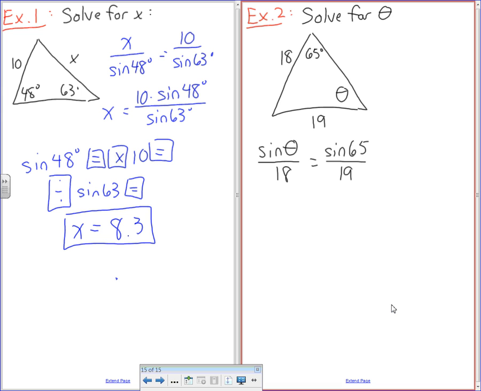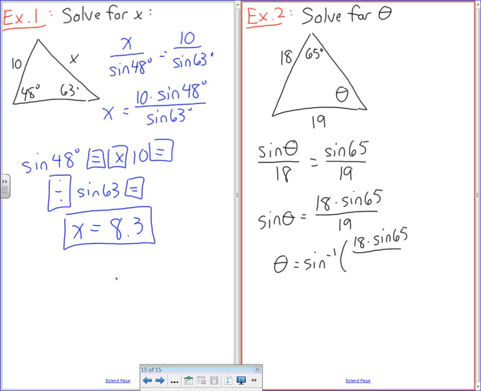All right, Natalie, how do you solve for theta, please? First step is what? Just want theta by itself. So you'll have theta equals 18 sine 65 divided by 19. Again, you want to get theta by itself, so you probably wrote this, which is okay. And then I wrote that after. Can I show you? And that's what you probably want to get in your calculator.